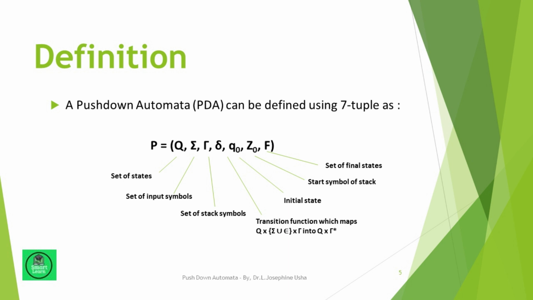First we have a finite set of states. Q represents a finite set of states, and sigma represents a finite set of input symbols. Gamma represents the set of stack symbols, and delta represents the transition function. Q0 represents the initial state, and Z0 represents the start symbol of the stack, and F represents the set of final states. So using these 7 tuples we can define the push down automata.